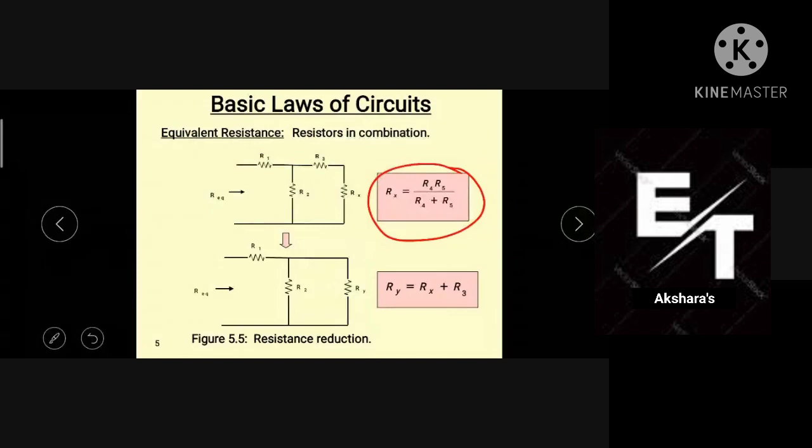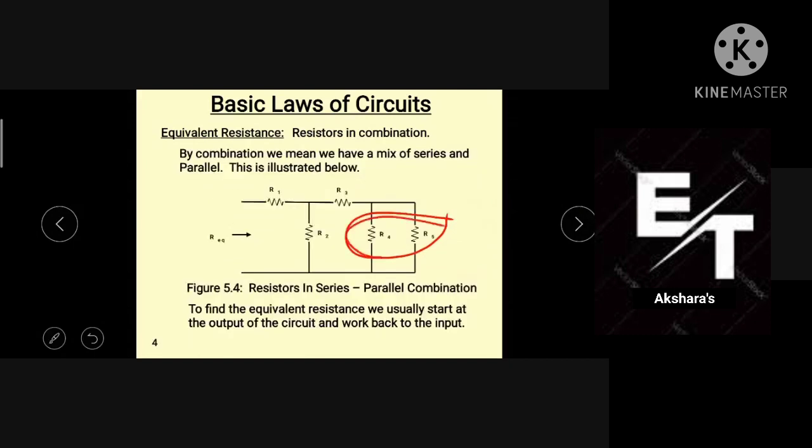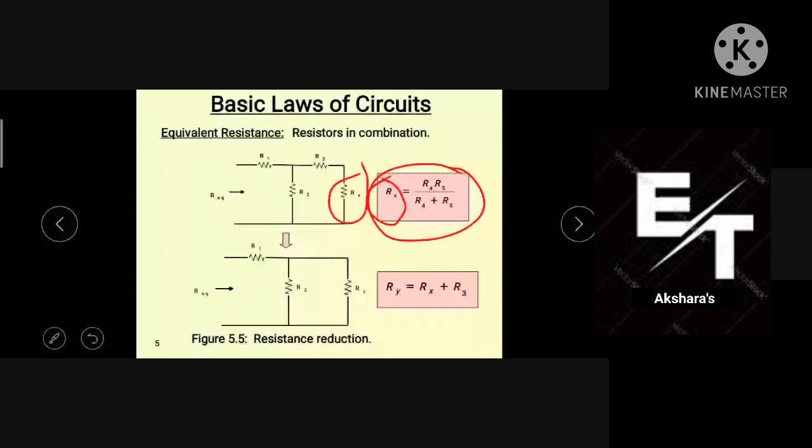Now we get one resistance, right? That resistance is connected with R3. Is this clear? Simply, R4 and R5 are replaced by another resistance. That resistance is called Rx. Is it clear or not?